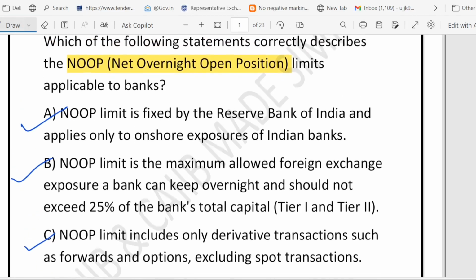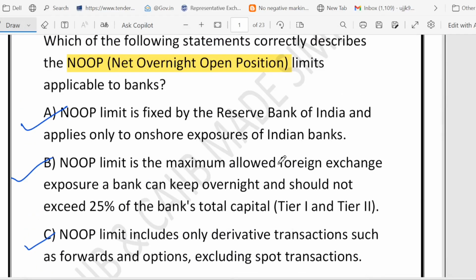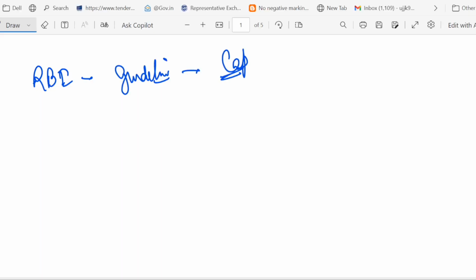So we have to answer that. First of all, option A. This statement sounds partly correct but is actually wrong. Why? Because RBI gives guidelines. Remember what RBI does, RBI gives guidelines. But each bank's board decides its own NOOP limits within the RBI overall cap. So the cap is provided by the RBI, and the board of the bank decides that every board decides its own NOOP.